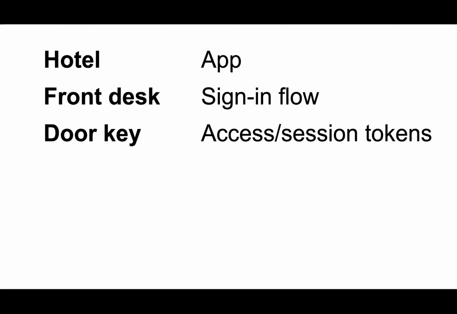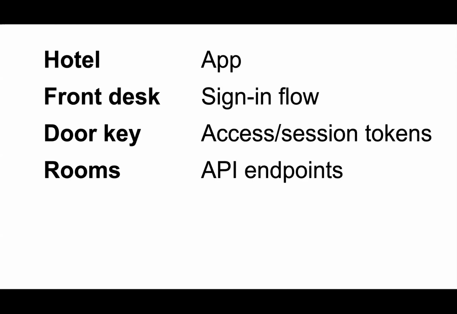It's where we send our users, or our anonymous users that we don't know who they are. It's where we send them to go the first time they enter the app. The door key is like an access token or a session token. And the rooms are basically like API endpoints. They're where your users need to go in order to get data out of your app, as well as where they go to put data into your app.